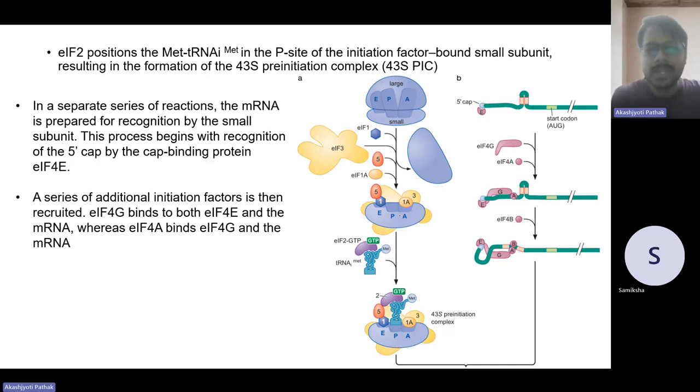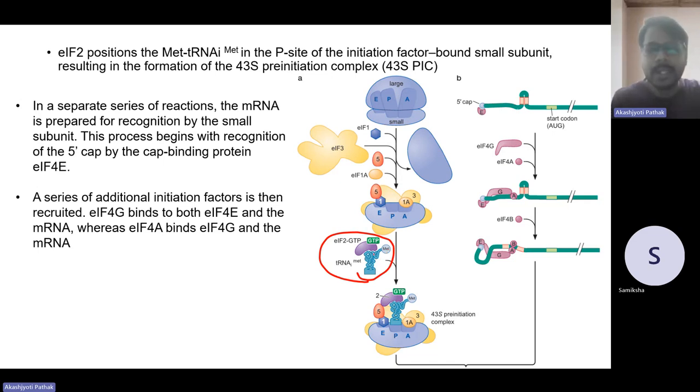You see here that the A site and the E site remain occupied by initiation factor 1A and initiation factor 1. These two initiation factors occupy the E site and the A site so that the initiator tRNA can only bind at the P site. Now here you see this is your initiator tRNA, which is bound to methionine.